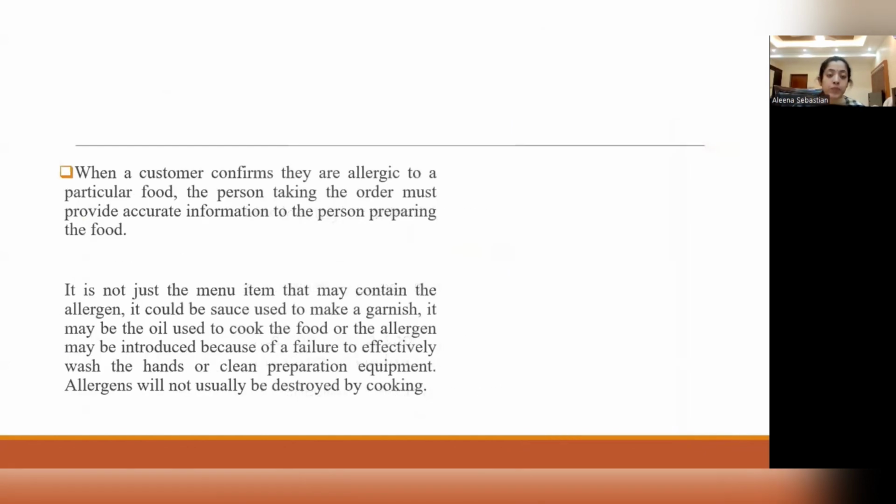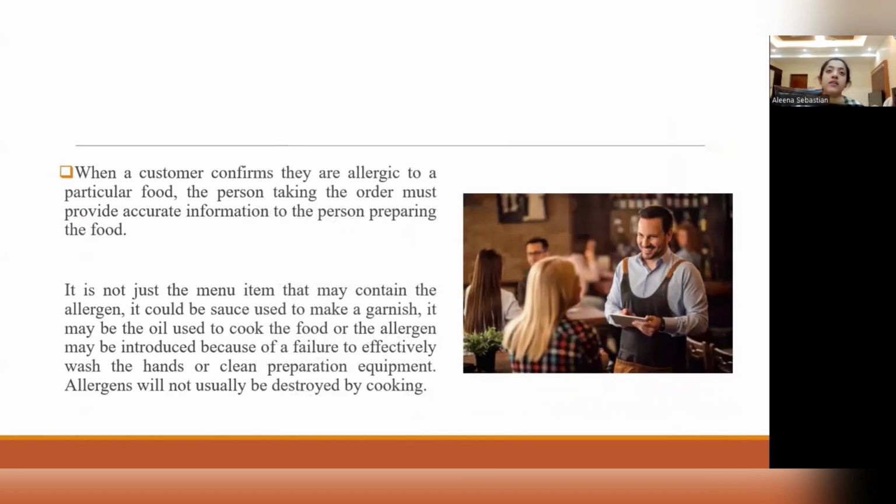Suppose a customer tells us that he is allergic to a particular thing. The person taking the order should clearly note down that this customer is allergic to the specific substance, and communicate it to the person preparing the food. It is not just the menu item that may contain the allergen. The sauce used to decorate that food item may contain that allergen. If there is any failure in effective communication from the person who took the order to the person cooking the food, there is a chance of food allergy occurring. So effective communication is required between the staff.